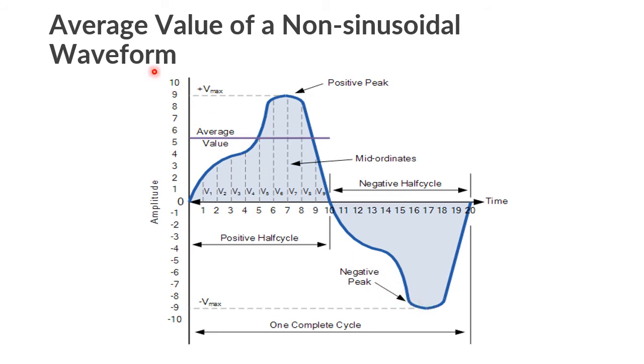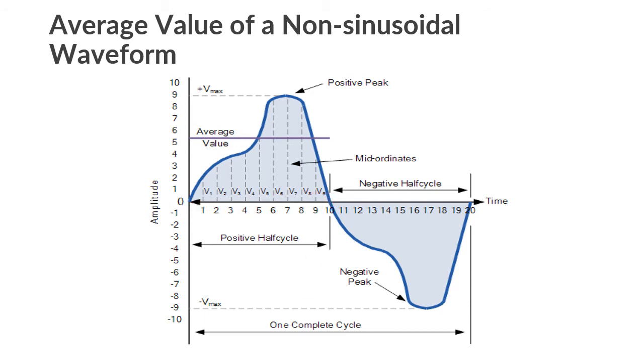So now let's see what the average value is. To find the average value of the waveform, we need to calculate the area underneath the waveform using the mid-ordinate rule. The approximate area under any irregular waveform can be easily found by simply using the mid-ordinate rule. Here this area we have marked as V1, this one we have marked as V2, and V3, V4, V5, likewise from V0 to V9.